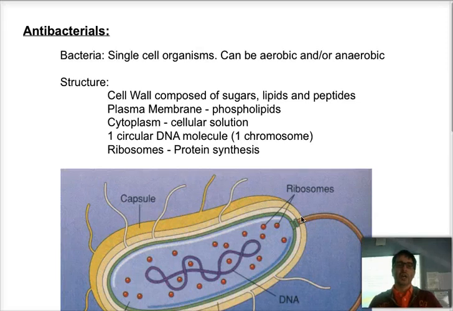Hi, welcome to IB Chemistry SL Option D, Drugs and Medicines, video number 5. Today we're going to be talking about antibacterials and antivirals. So we're going to start with antibacterials.